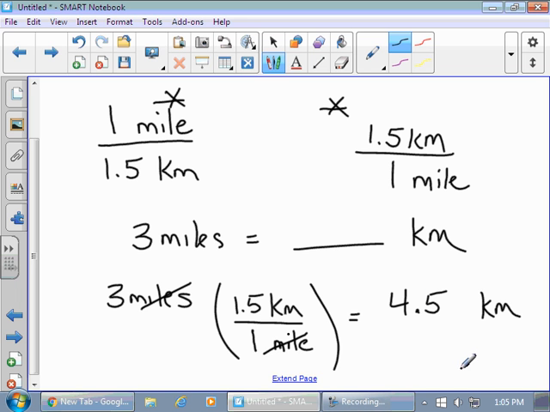4.5. And if you have to see a fraction, 1 times 1 is 1, and 1.5 divided by 1 is 1.5, right? So if you've got both ones on the bottom, you basically can just let them disappear. Okay? So it's 4.5.